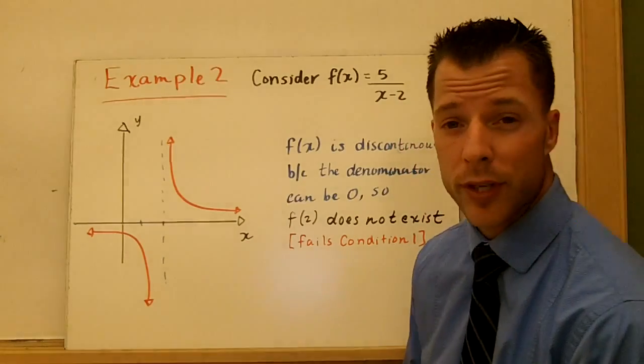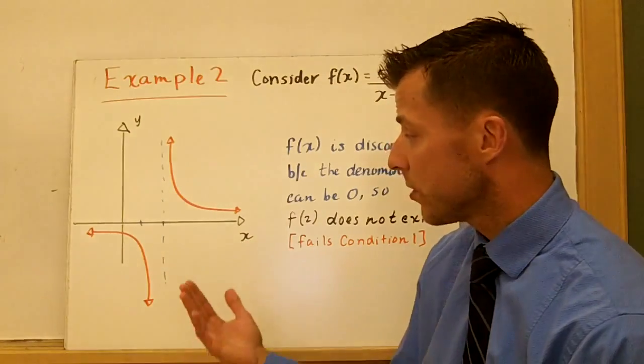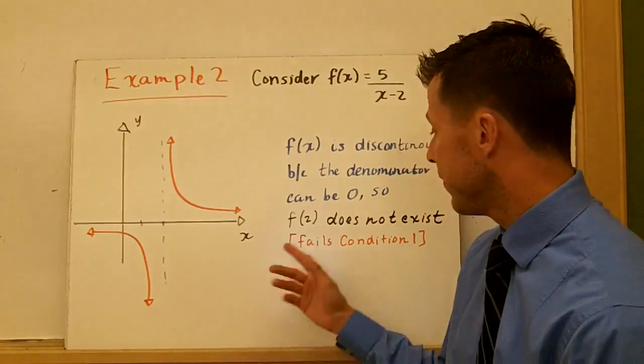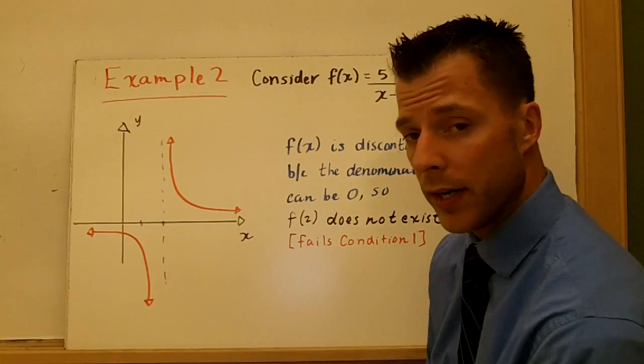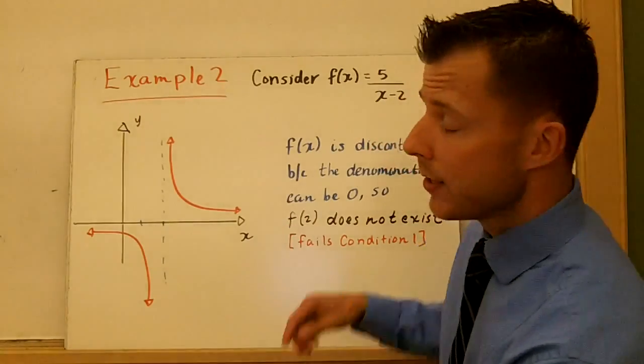This is an essential discontinuity. This would fail rule number 2. And it actually fails the first condition. f of 2 does not exist, and so that would fail condition 1. So this function is not continuous.